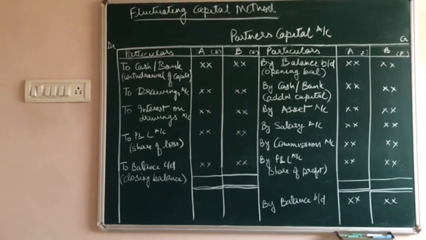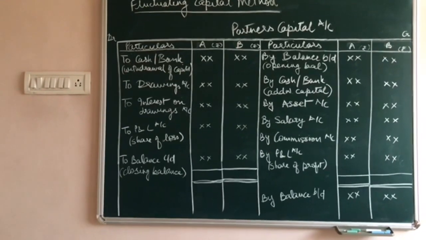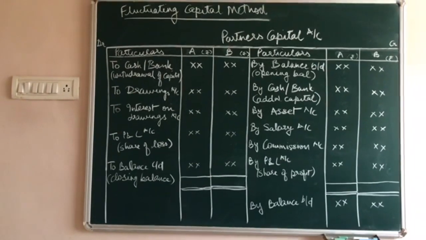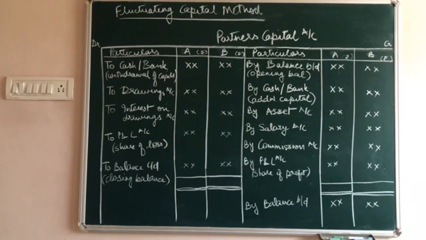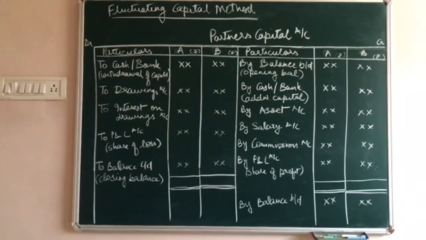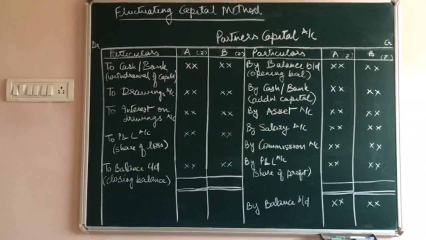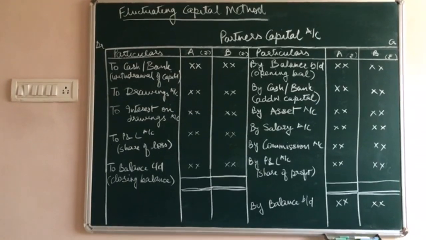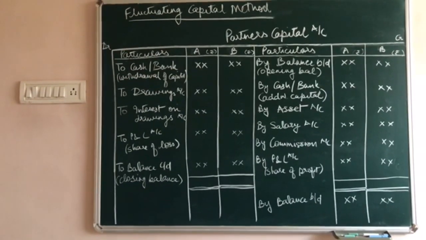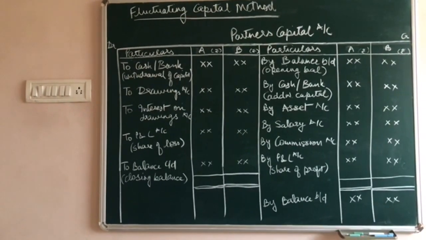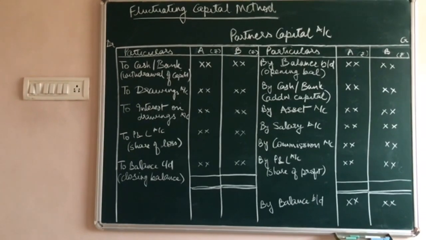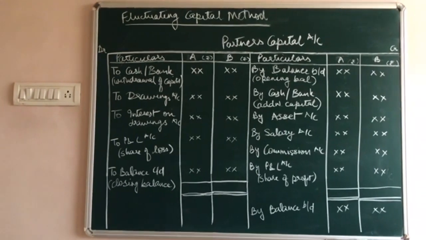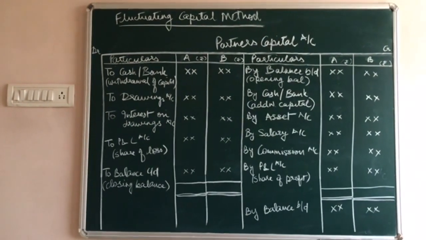Then to drawings, to interest on drawings. As I said, they reduce the capital of partners, so they are on the debit side. To P&L account, this is share of loss of partner. If there is a loss in the partnership firm, it will be shared like that. And the last is to balance carried down, that is the closing balance of the capital. And then when this account is made, the closing balances of fluctuating capital accounts are recorded separately on liability side of the balance sheet.